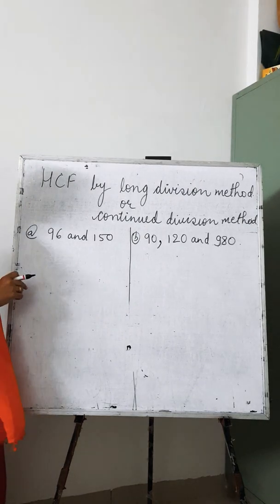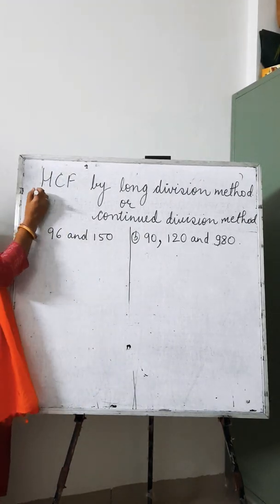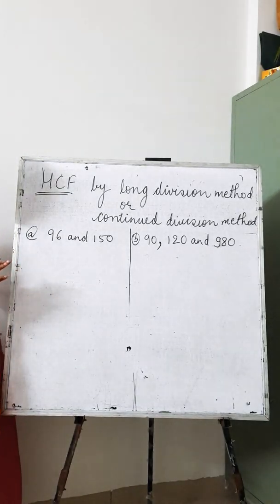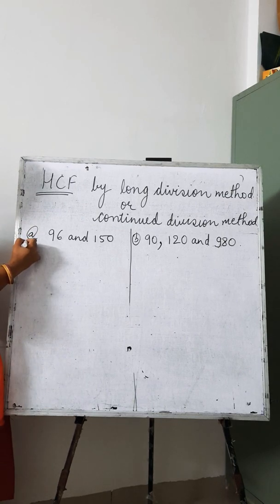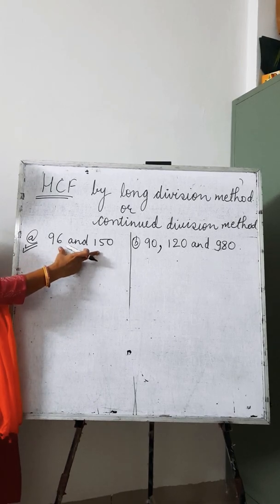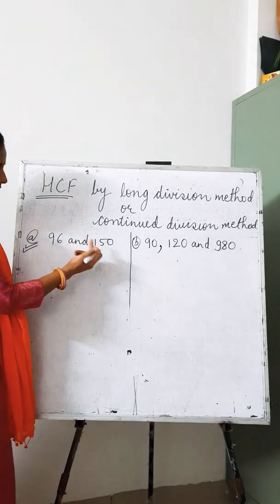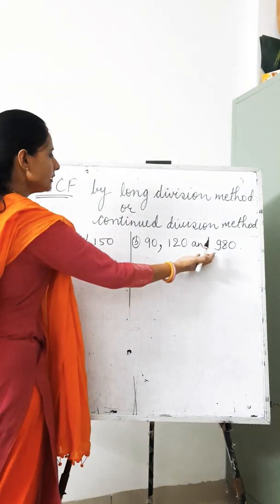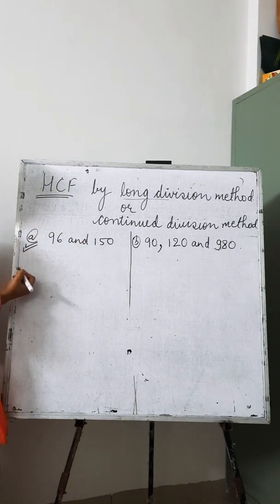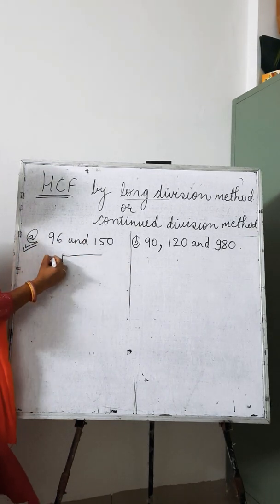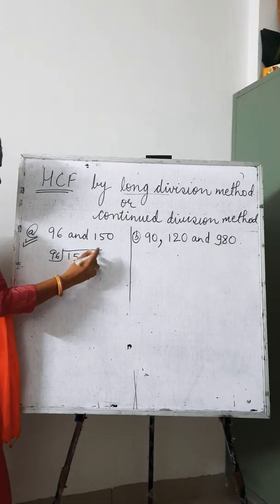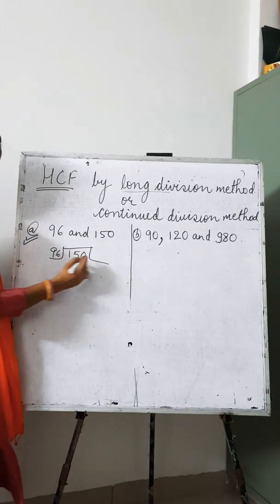Now we will start with the long division method to find out HCF. Children, don't get afraid of this method. This is a very simple method and I am going to teach you to find out the HCF of two numbers or the HCF of three numbers by the long division method. So children, 96 and 150 is given here. What I have to do, the smallest number will act as a divisor and the bigger number will act as a dividend.